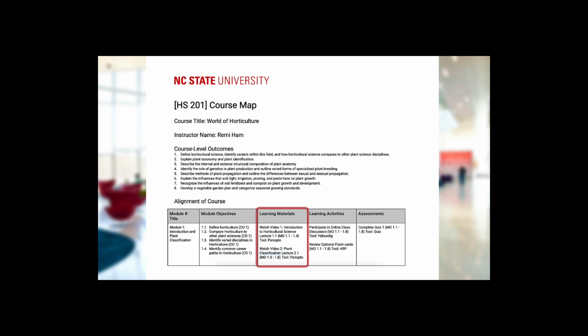In the next column, you'll see all of the learning materials and activities. Here you'll note a module objective, or MO, in parentheses after each one. This shows how everything the students do in a module helps them achieve one or more module objectives. In the last column is assessments. Again, the instructor has noted for each assessment the module objective or objectives that it aligns with.